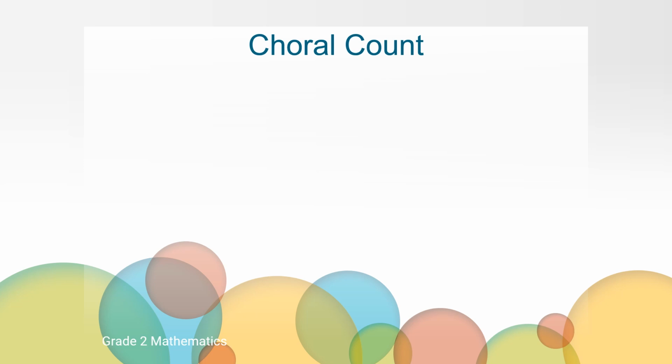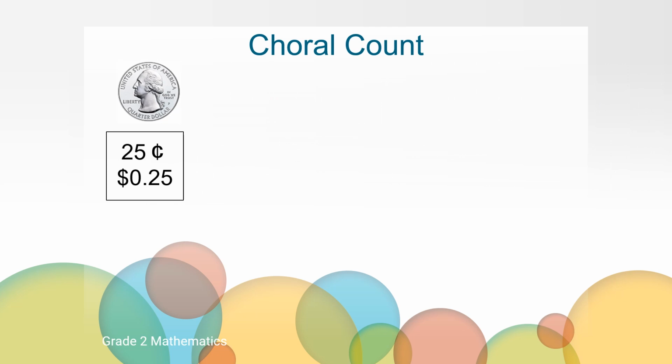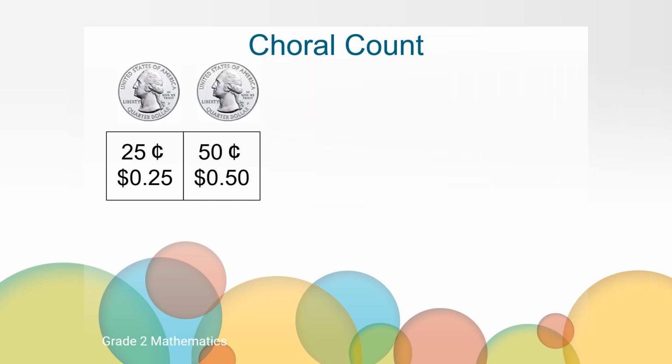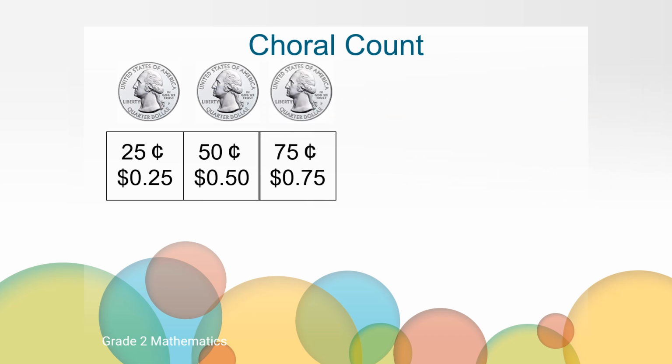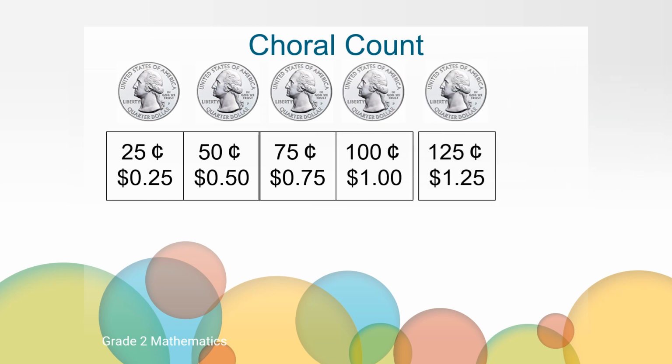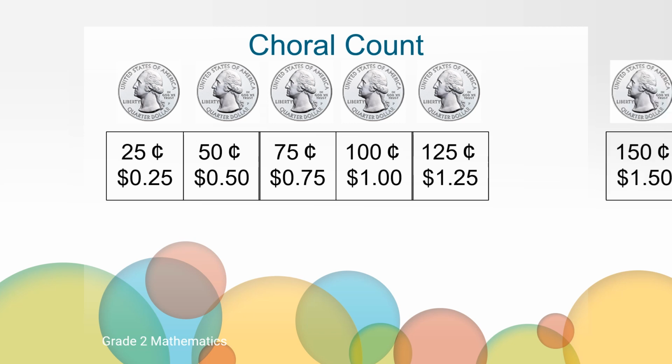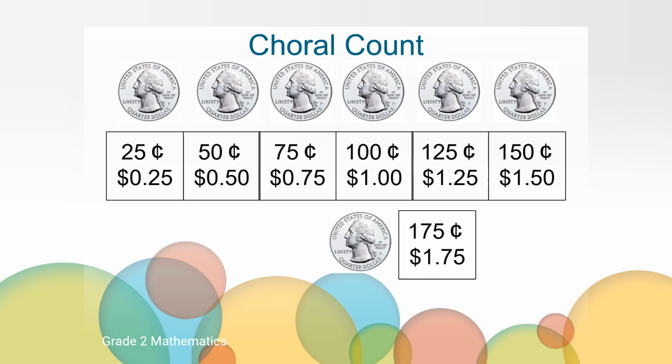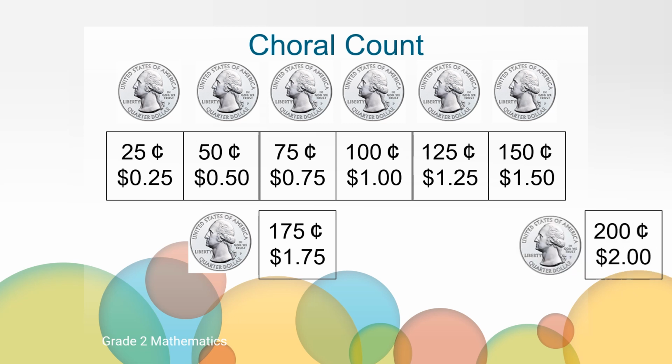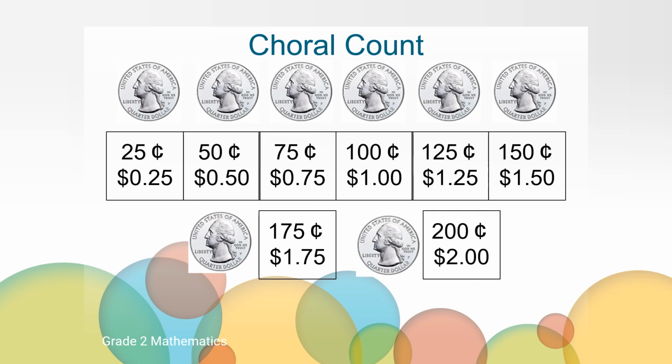Let's count by quarters one more time together. This time we're going to count saying the dollar amount. Ready? Count with me. $0.25, $0.50, $0.75, $1, $1.25, $1.50, $1.75, $2. I love counting by quarters. You can continue to practice counting by quarters or other coins at home after today's lesson.